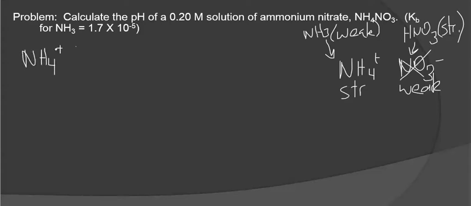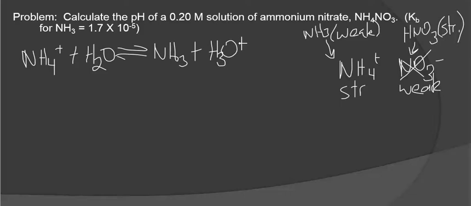So NH4 plus reacts with water to produce NH3, and it's going to act as an acid, so H3O plus. Icebox. 0.2 molar solution of the salt, so 0.2 for NH4 plus. Now, nitrate is still in solution, but it's not going to react with water, so it's not part of the equation. Products are 0.